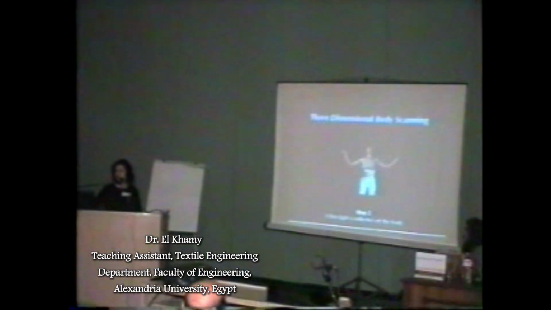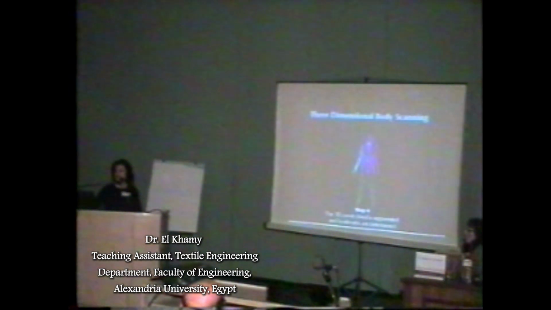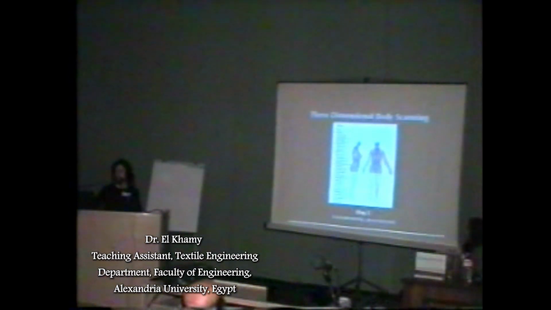White light is reflected off the body. And then a 3D point cloud is generated. From this 3D point cloud, landmark points are determined, and then we're able to extract the measurements. We typically extract a possible 141 different measurements. We may need 40 measurements for a typical garment construction.